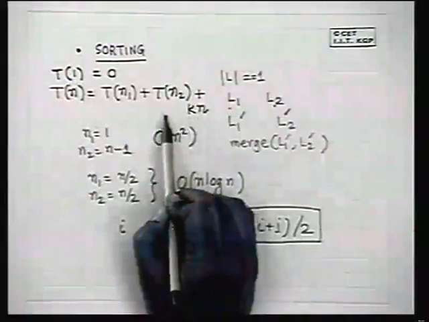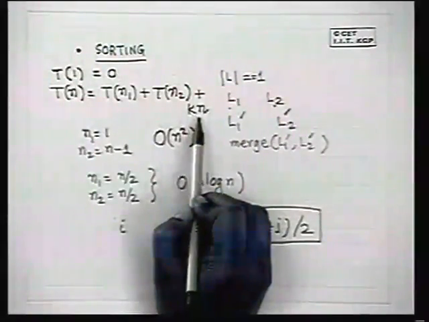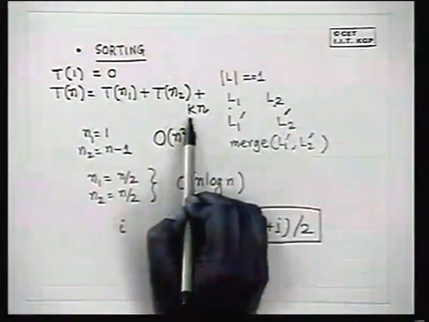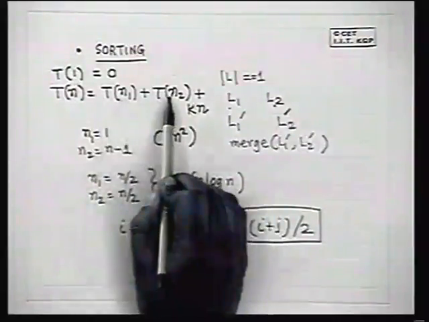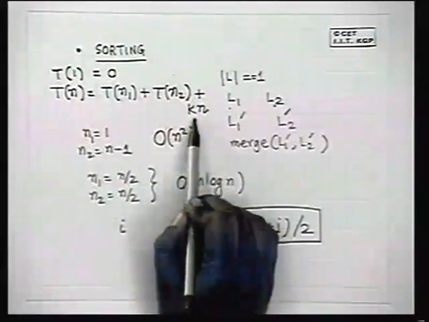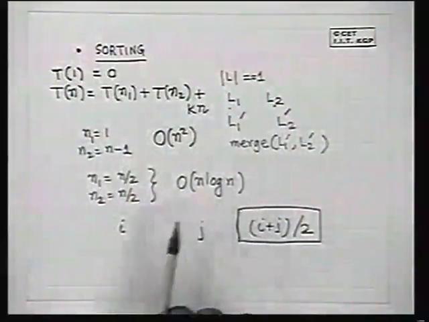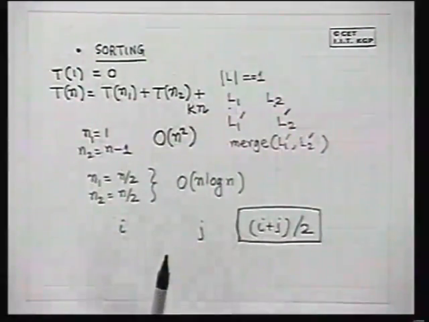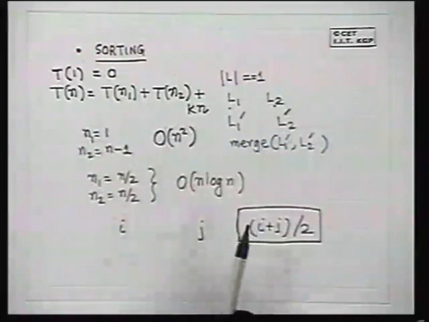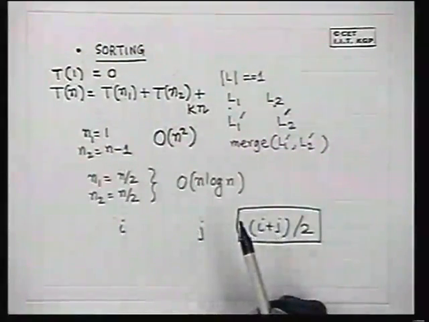Splitting will take some k1n and merging will take k2n, and they will add up to form some k3n. So you will get T n by 2 plus T n by 2 plus some k3n, which will still be order n log n, but with an array the access and the split will be at least constant time. But n log n is ensured even if you use a linked list.